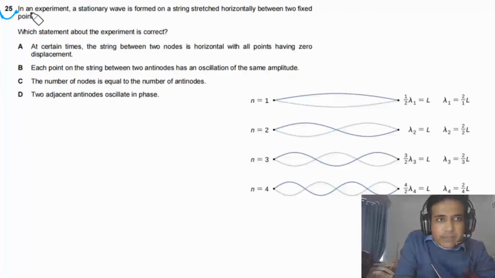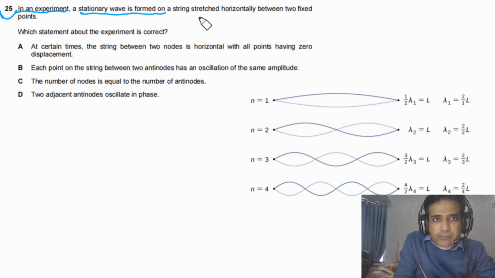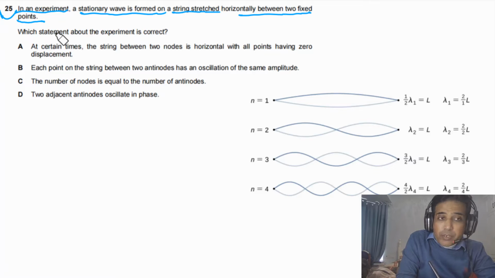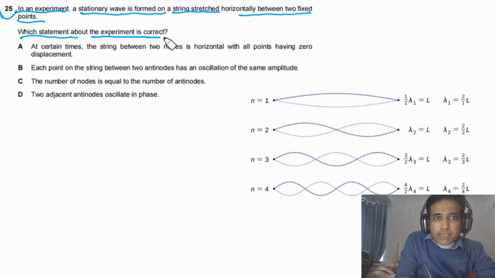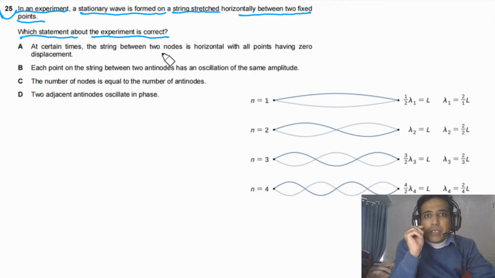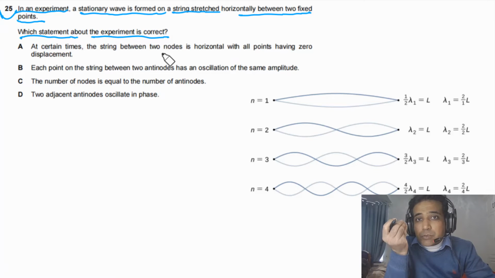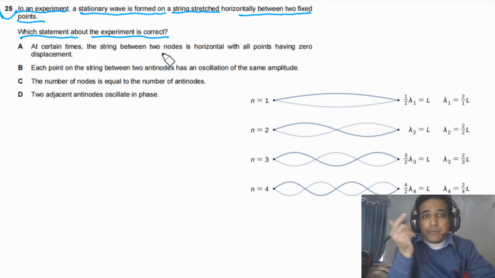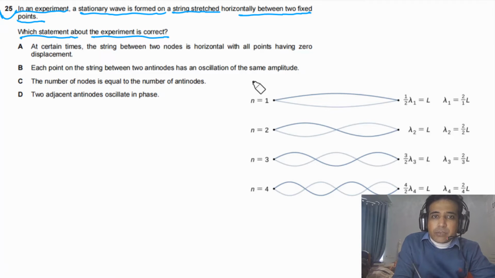Question 25 says, in an experiment, a stationary wave is formed on a string stretched horizontally between two fixed points. Which statement about this experiment is correct? This question is just about stationary waves. You need to understand some basic characteristics of stationary waves. Let's try to understand some basic characteristics of stationary waves.